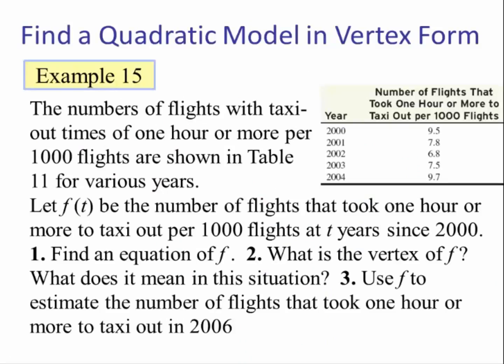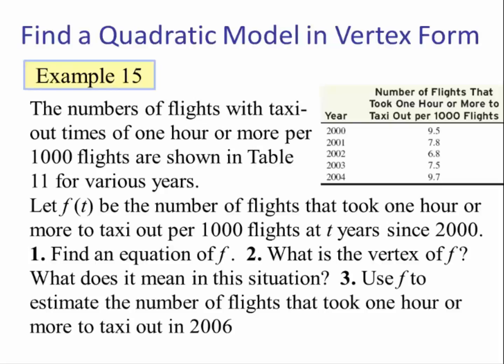Example 15. The number of flights with taxi-out times of 1 hour or more per 1,000 flights are shown in Table 11 for various years. Let f(t) be the number of flights that took 1 hour or more to taxi per 1,000 flights at t years since 2000. Number 1. Find an equation of f.